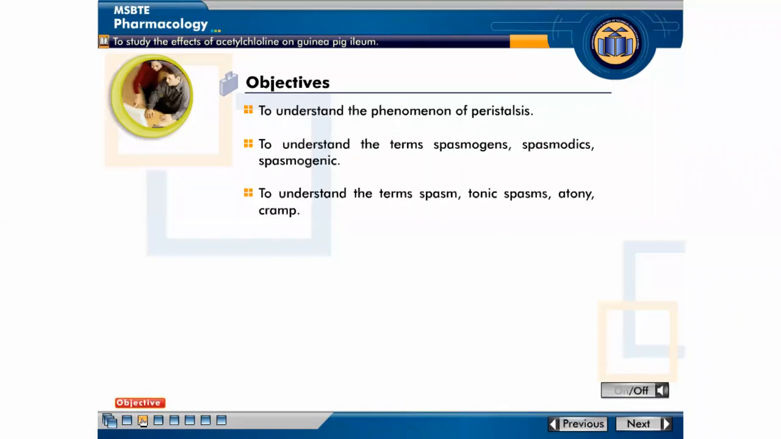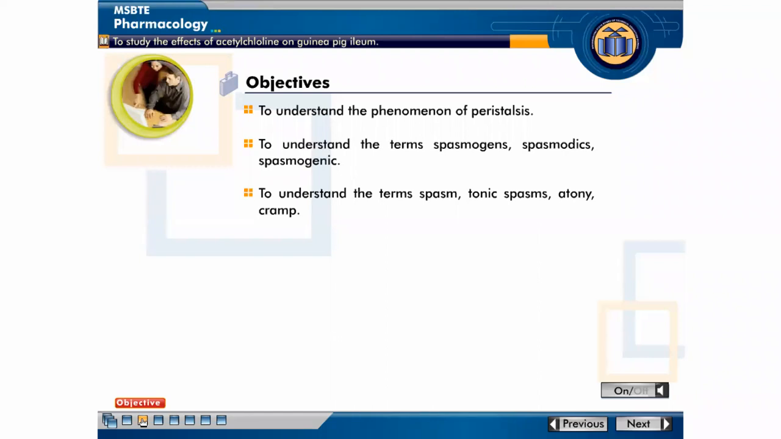Objectives of this experiment are to understand the phenomenon of peristalsis, to understand the terms spasmogens, spasmodics, spasmogenic, to understand the terms spasm, tonic spasms, atony, cramp. These terms are given in experiment number 11 in the manual, page number 54.